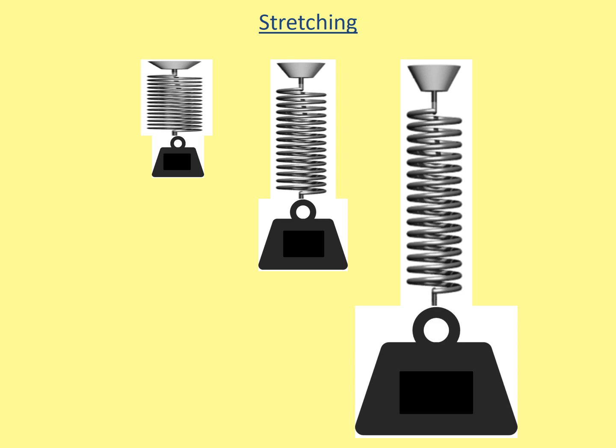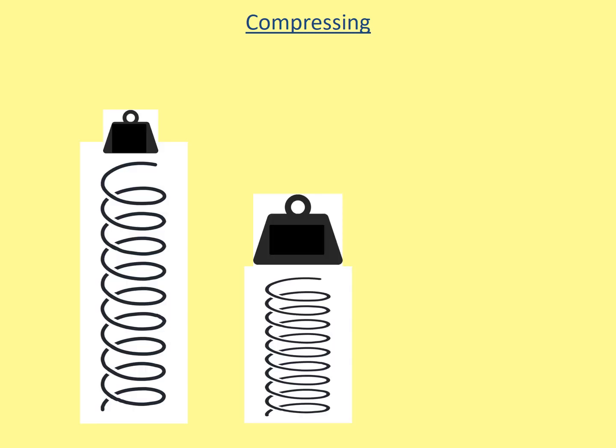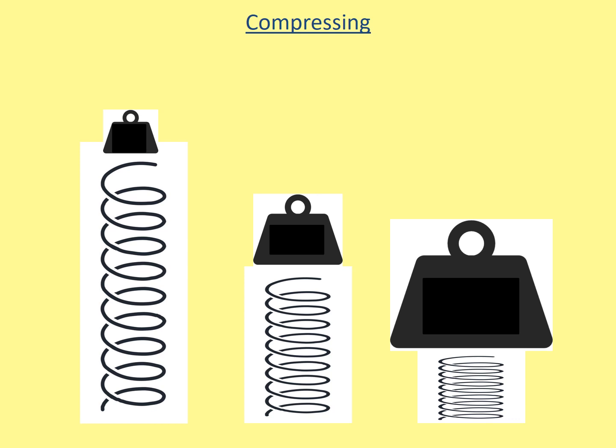Let's have a look at stretching a spring. We stretch a spring by increasing the force downwards, or the weight acting on that spring. As you can see, the larger the mass on the end of the spring, the greater the weight, and therefore the spring will stretch further. This also means that the tension in the spring is larger. And we see the same thing for compressing. As we add a bigger mass onto the end of a spring, it will compress more because there is a greater force of weight.